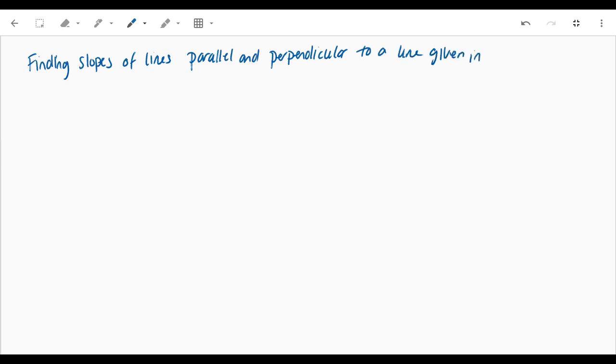We have finding slopes of lines parallel and perpendicular to a line given in the form ax plus by equals c.